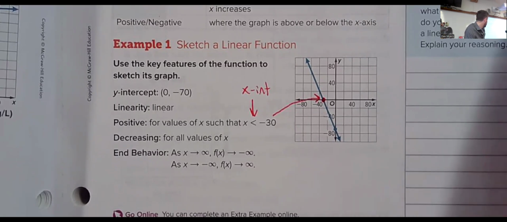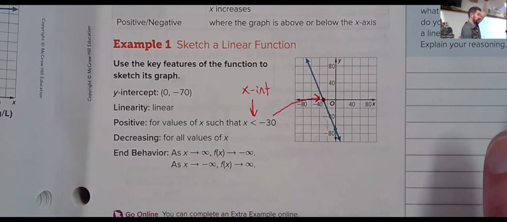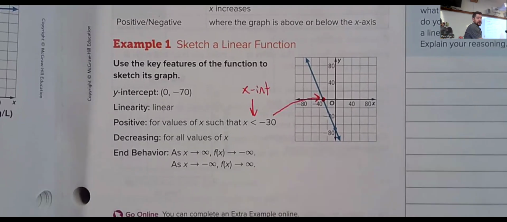And in terms of the end behavior, as x goes to positive infinity, f of x, the y value, goes to -infinity. So it's just going down the whole way. And if we reverse the direction, we go back in the opposite direction to -infinity, the graph is going to go up to positive infinity. So we have a line with an x-intercept of -30, a y-intercept of -70. It has a negative slope. And it's doing that. So those are the basics of it.